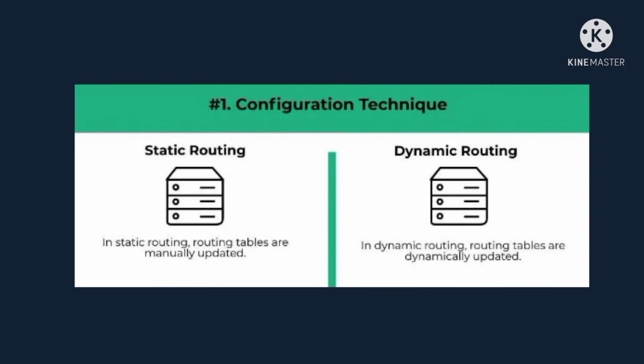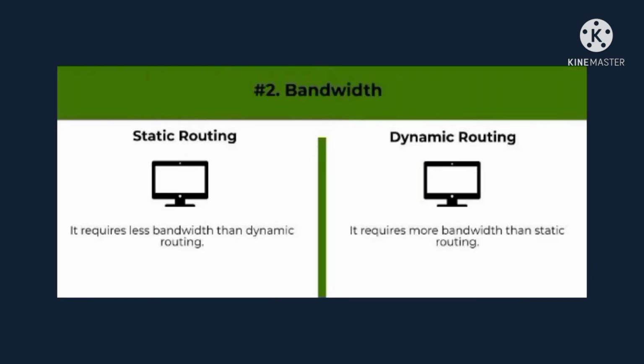When we talk about the configuration technique, in static routing, routing tables are manually updated, while in dynamic routing, tables are dynamically updated. Second is the bandwidth. When we are talking about static routing, it requires less bandwidth than dynamic routing. On the other hand, dynamic routing requires more bandwidth than static routing.